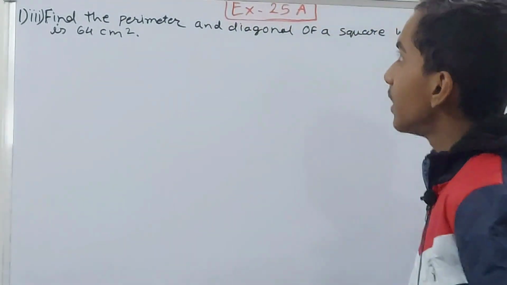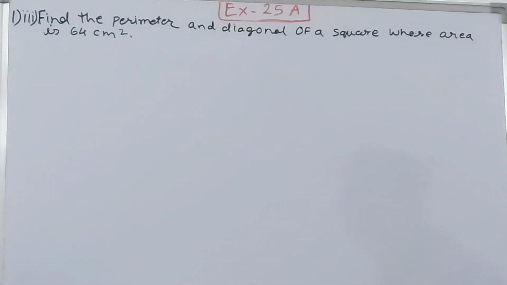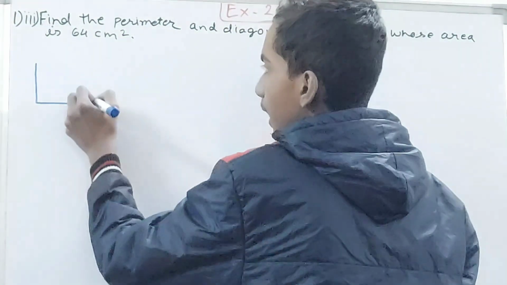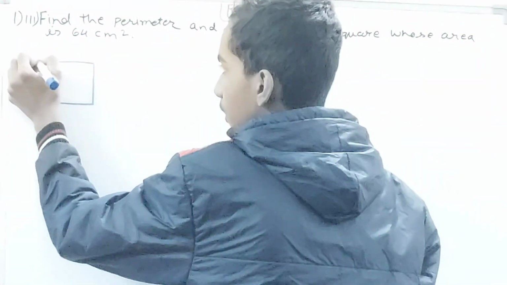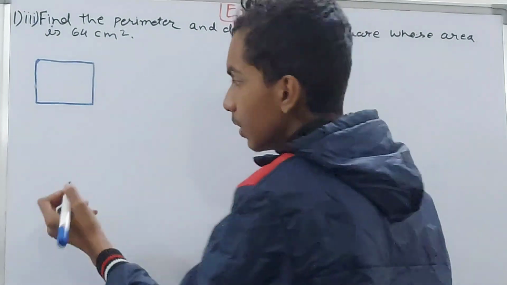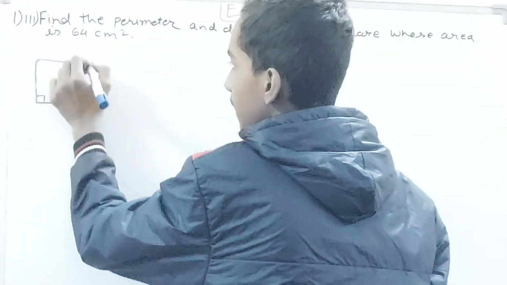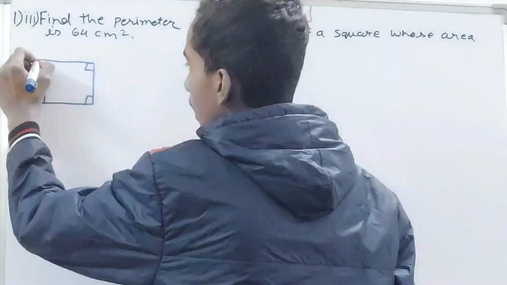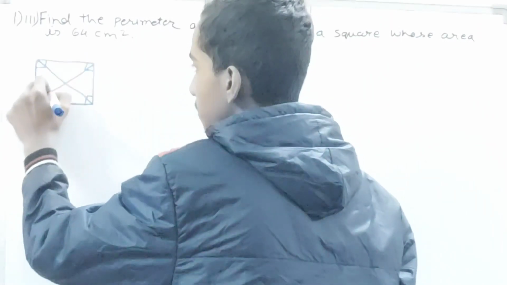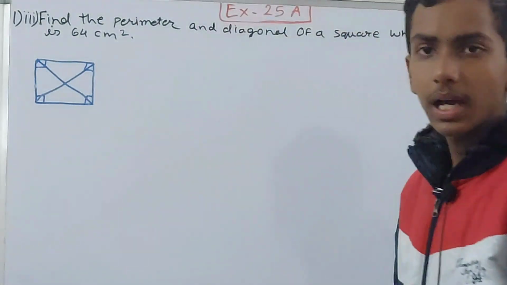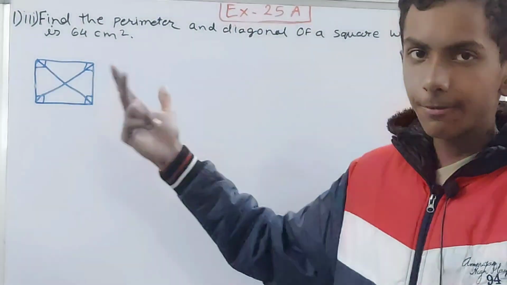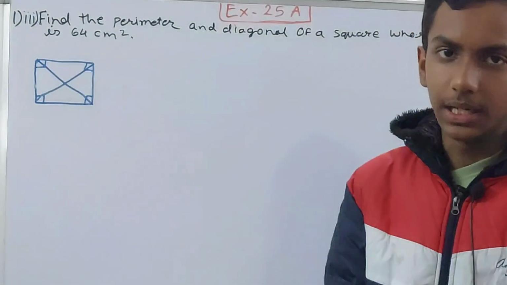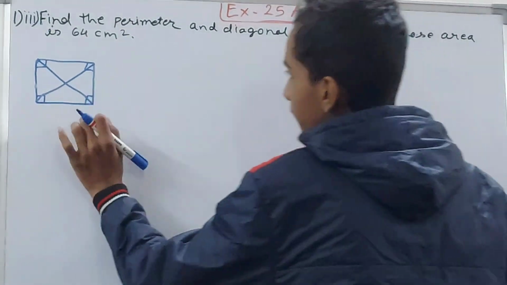Now see the next part, find the perimeter and diagonal of a square whose area is 64 square centimeters. Like you have seen, this is a square. In this square we have not just these four sides. We have a 90 degree angle, another 90 degree angle, another 90 degree angle, and another 90 degree angle. Four angles. What else do we have in this square? Two diagonals. The lines that connect two opposite points on the figure are called diagonals. There are two diagonals in a square, and we have to find the length of that diagonal as well.